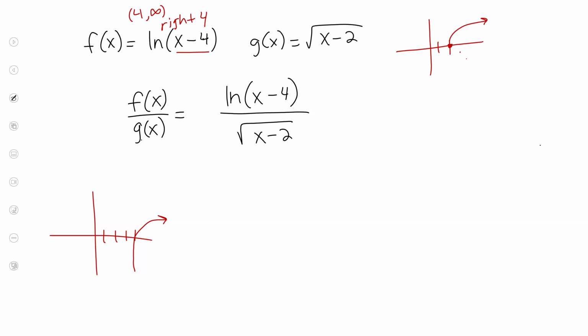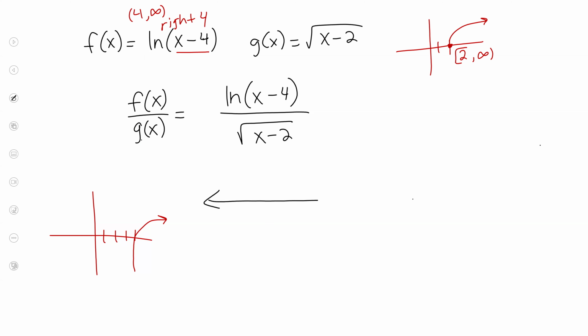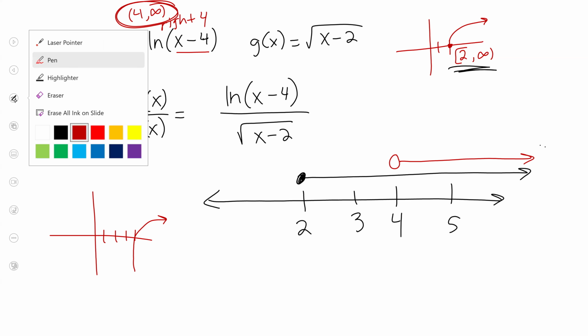So this one is 2 to infinity, right? Okay, now let's look at what our graph is. Where do they overlap? Let me do a number line. Here is 2, 3, 4, 5. So this domain, we said it was 2 to infinity. And I'll do the other one in a different color. This one is 4 to infinity. So open circle at 4 to infinity.